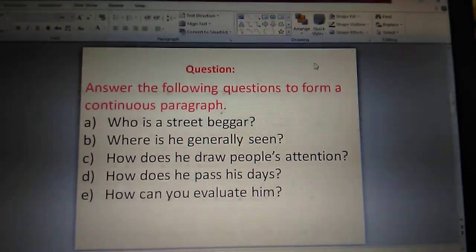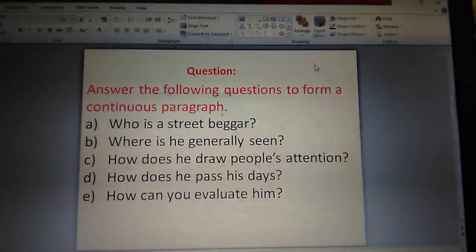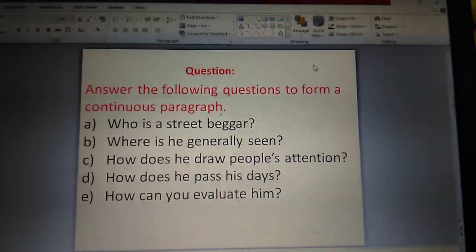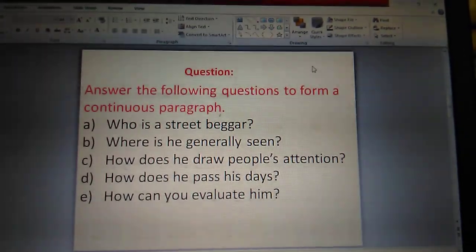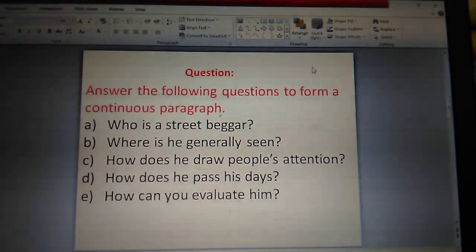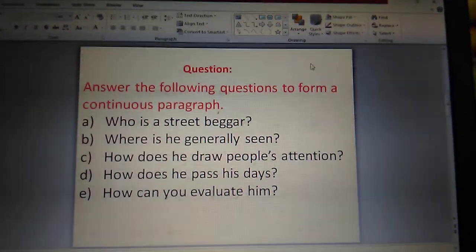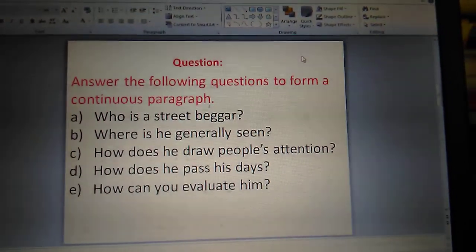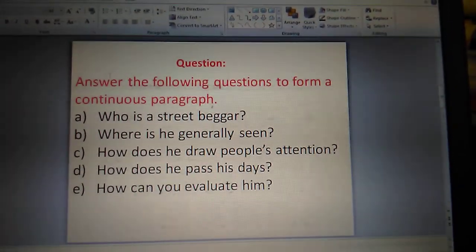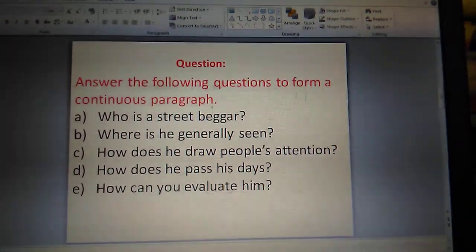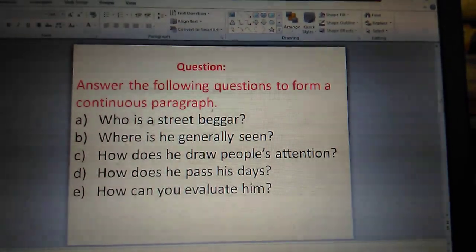Sometimes there are some questions, and based on those questions you have to write a paragraph. So I have arranged the paragraph in such a way that if a question is given, you can write the paragraph, or if the topic is given, you also can write the paragraph. So what are the questions? Answer the following questions to form a continuous paragraph. What is a street beggar?